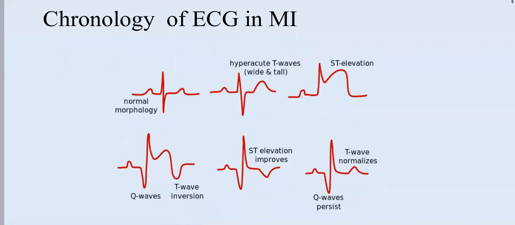Then you start to have the Q-wave and the T-wave inversion. Then the Q-wave persists, the ST elevation comes down, the T wave inversion remains. Then later on, you have persistence of the Q wave and normalization of the ST segment and the T wave. And this remains as a scar in the ECG. So persistence of Q wave means necrosis, completed necrosis, and scarring, if it's pathological, by the quantification we have discussed.